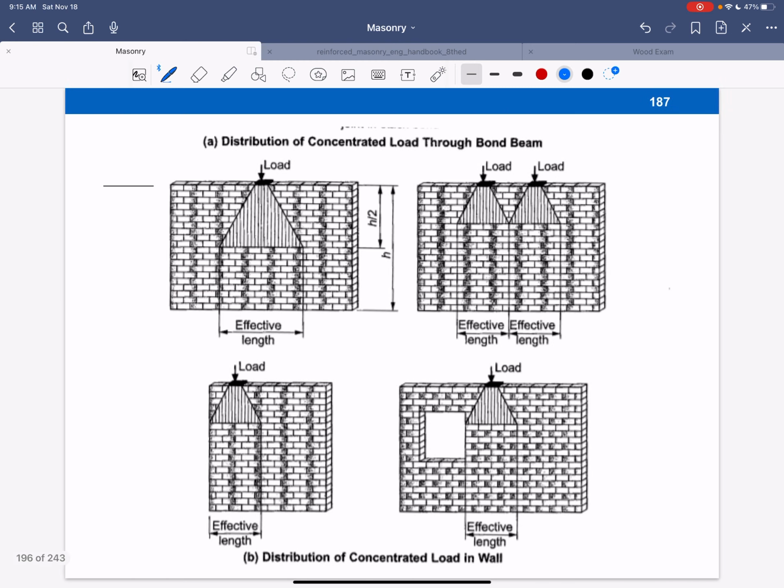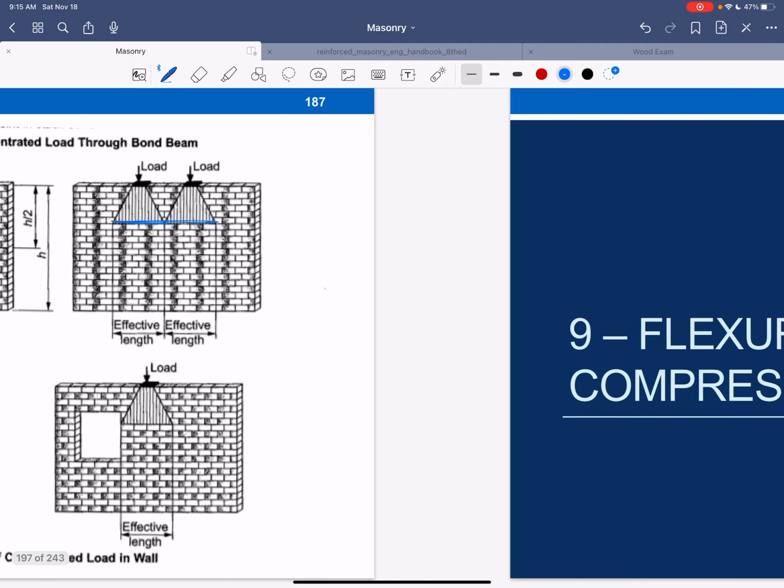So what is all this? Here's a good picture that's in the handbook and here that shows you the load, and then here's h over 2 and h and how you would calculate the effective length that I can use. So those two are spaced closer together. Here's to the edge. Here's next to a window. Okay, we'll go through that in an example.